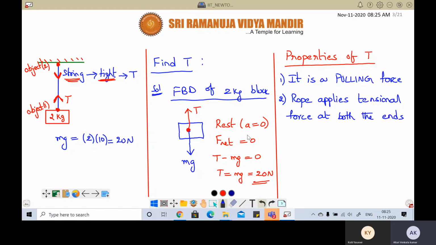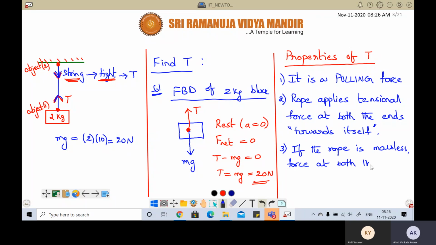Rope applies tensional force at both ends towards itself. Okay, towards itself. You understood? So now here you can see, towards itself. The rope is applying the tensile force towards itself. Now the third point is, if the rope is massless, the force at both the ends is the same.